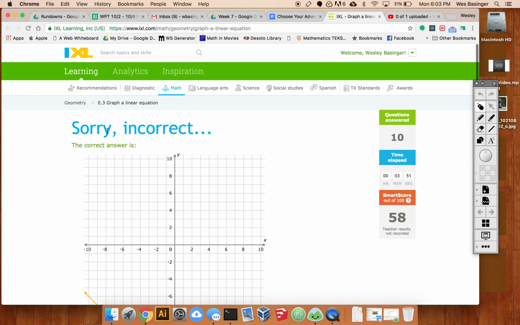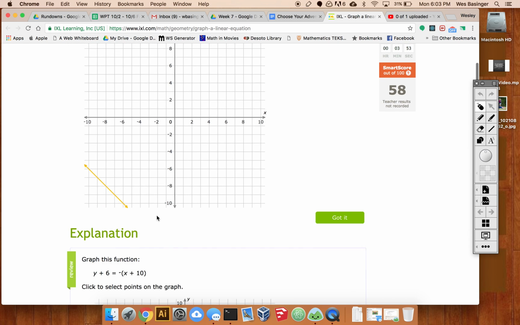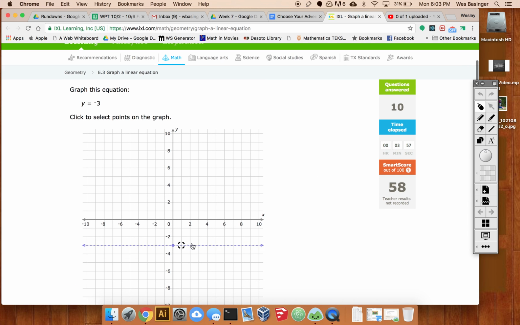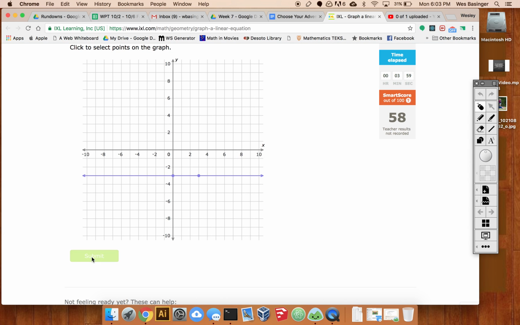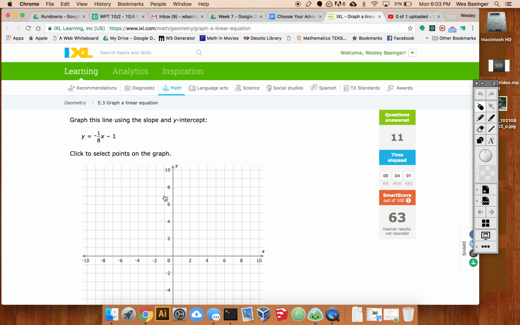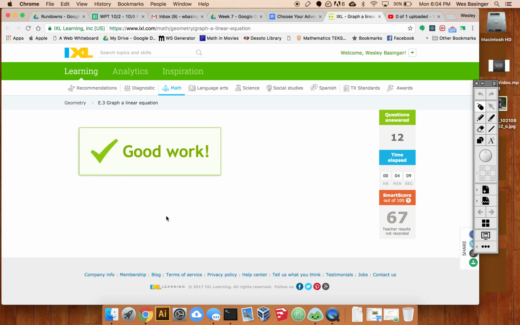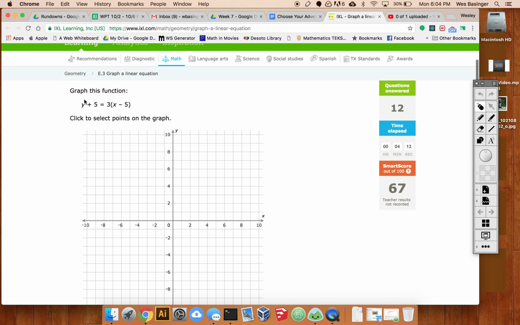Oh, I messed up. I didn't switch the y value. Okay, let me show you that again. Get back to one of these point slope ones. Oh, this is slope intercept, so we're going to do negative 1, drop down 1, go over 8. Hopefully I can get back to one of these point slope. Okay, so here we go.